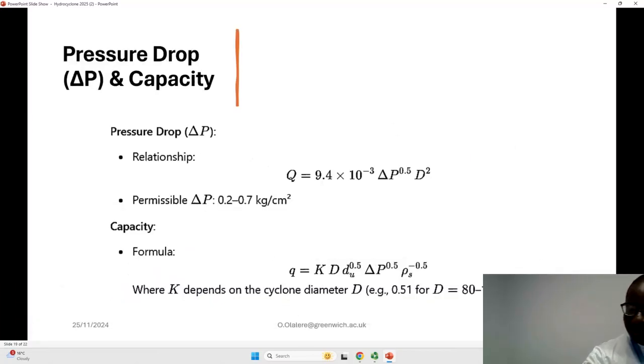So another parameter is the pressure drop or capacity. And this is the formula for pressure drop. We don't have time to be proving this, but this is just a formula that shows the relationship between Q, which is the flow rate, and the pressure drop and diameter. So delta P is the permissible pressure. So the capacity formula is now this. Don't worry. When we get to the calculation part, you will understand.